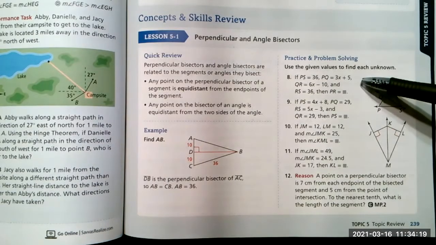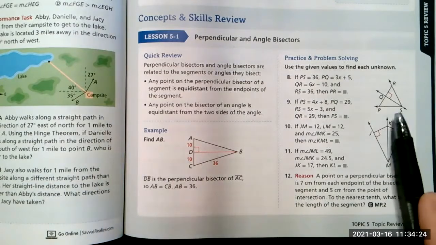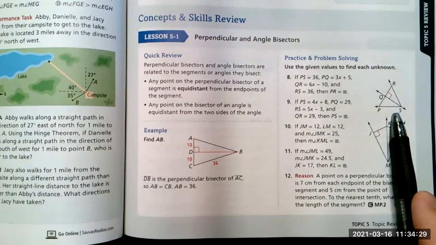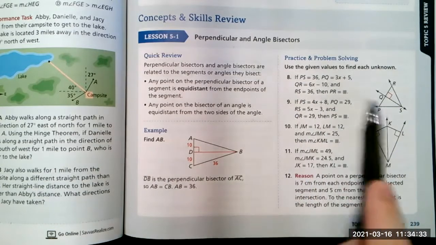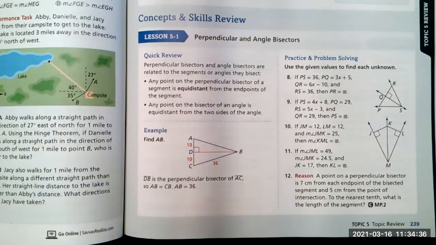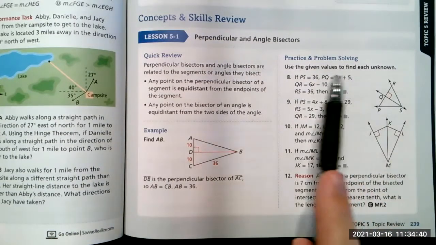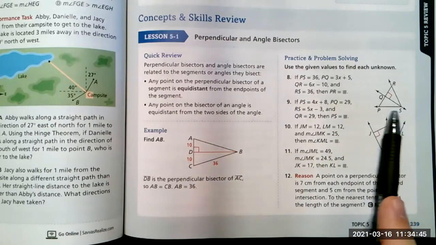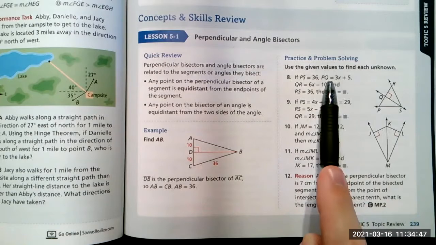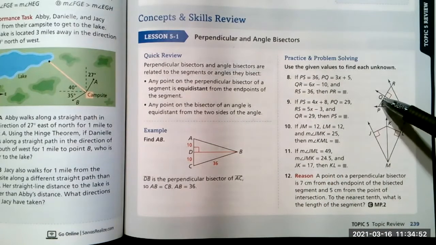Now we'll jump over to number 8. Use the given values to find each unknown. For me, it really helps to sketch this out and start labeling things. If you can just envision this and assign all these values to all these different line segments, that's totally fine. But if it helps you to sketch this back out, feel free to. So if PS is 36, that line segment is 36. PQ is 3x plus 5. So this line segment right there is 3x plus 5.